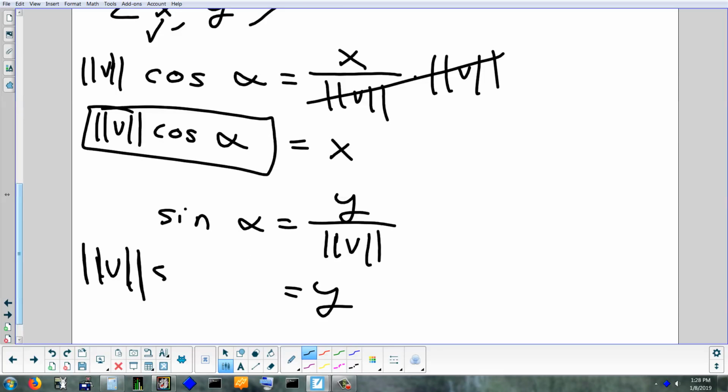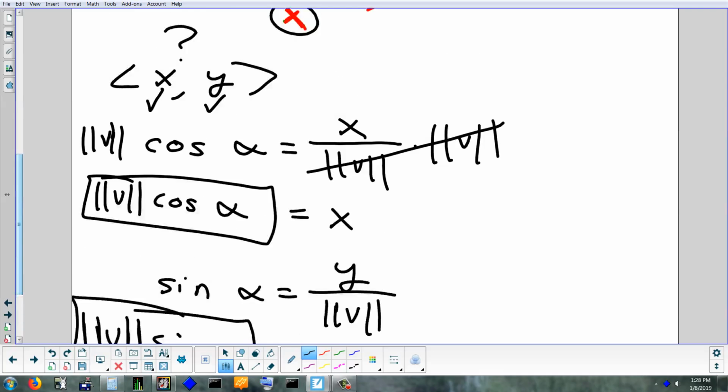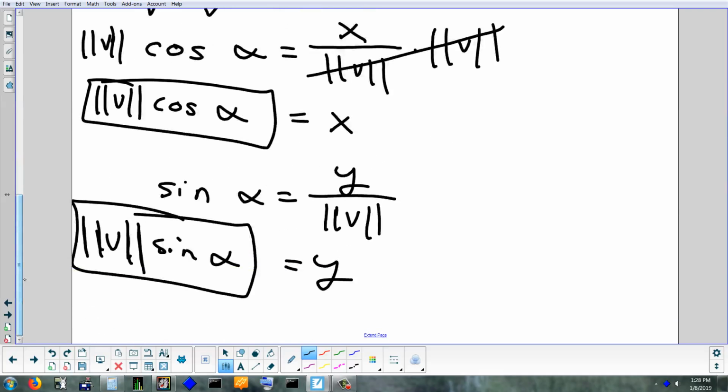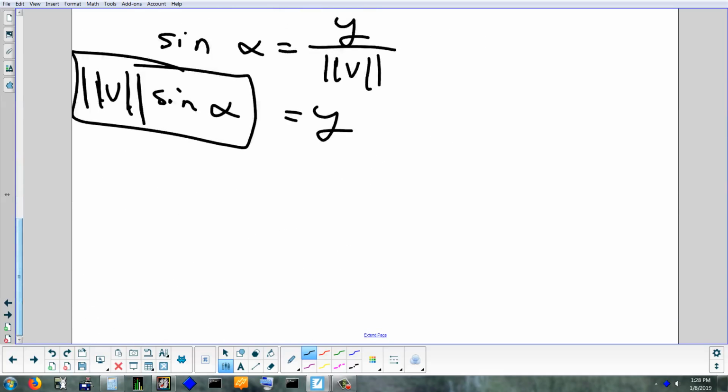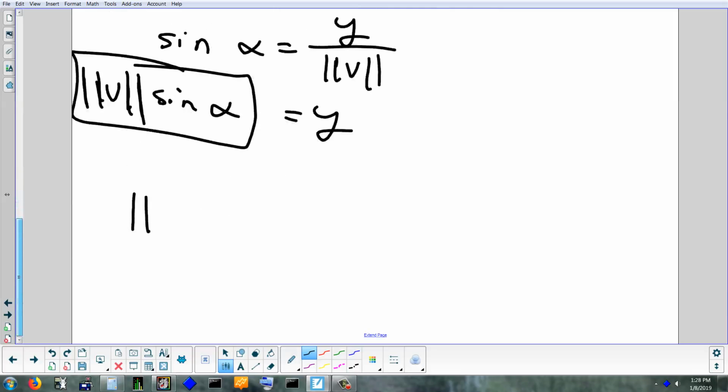All right, and sine alpha. There's your formula for y. So now we can fill that in, and we can write our velocity vector. In fact, we can write it two ways. We can write it with i's and j's, or we can write it with the angle brackets. Let's do both. So it's x comma y. There's your x, comma, and then copy down your y.